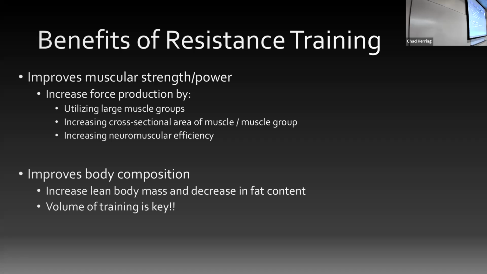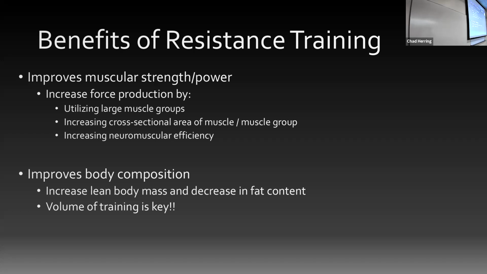And the relationship between the size of a muscle, the cross-sectional area, and the force output is positive. What do I mean by that? What do I mean by a positive relationship between the cross-sectional area and the force output?